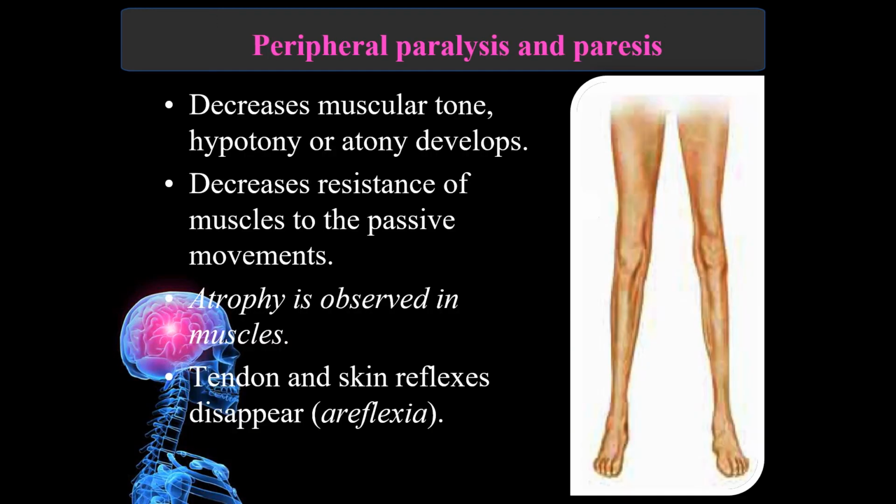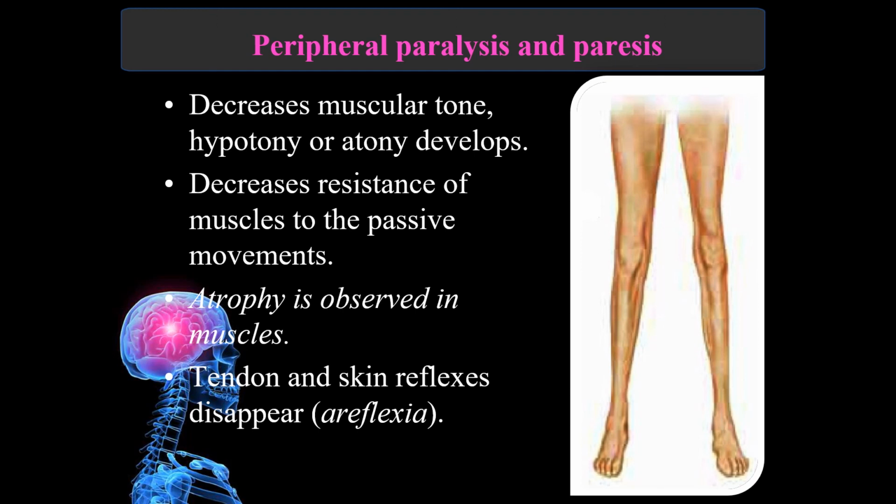And the peripheral paralysis and paresis. Peripheral paralysis and paresis occur as a result of complete or partial loss of the function of peripheral motor neurons. Damage to the cells of the anterior horns and the anterior roots of the spinal cord, or the peripheral motor nerves, leads to the loss of the function of the peripheral motor neurons. Peripheral paralysis is characterized by the loss of voluntary and reflex movements.